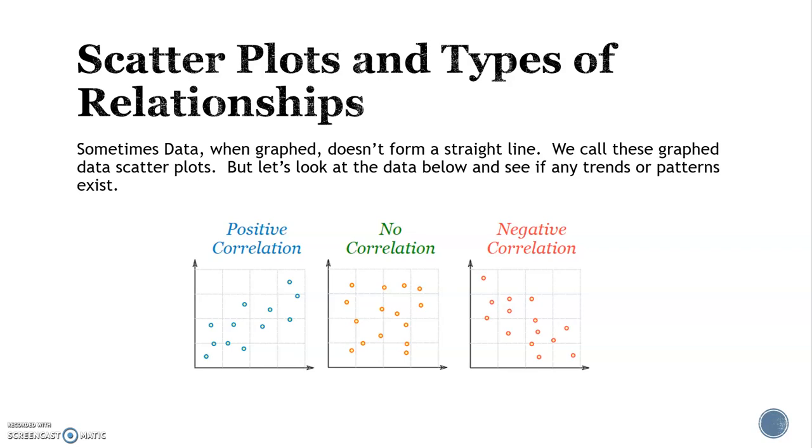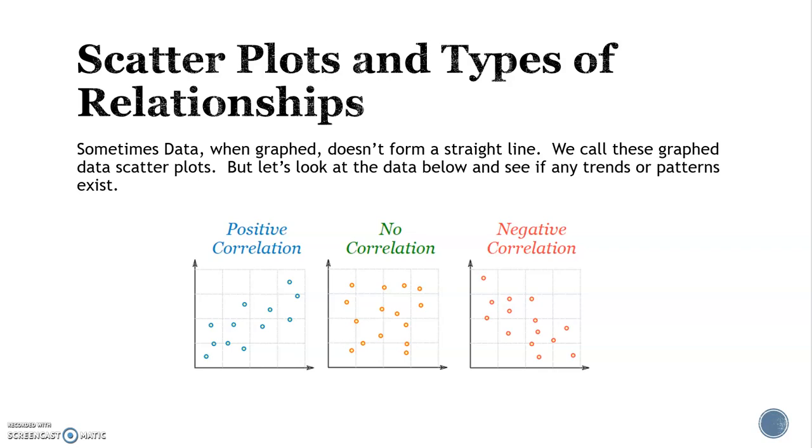But that doesn't mean that there's no relationship there. I want you to look at the three graphs that are on this screen. You're going to notice a couple things. In that very first one, the data appears to be traveling upward in a positive way with a positive slope. It's not perfect, but it does show a certain trend. And that's what we call a positive correlation.